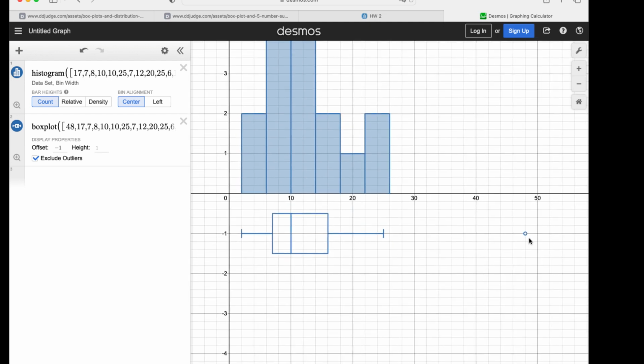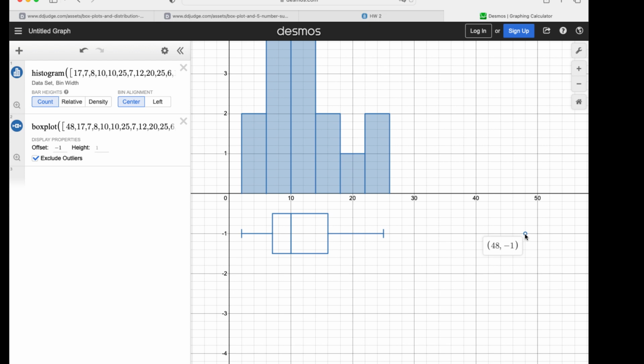In Desmos, you see this little dot over here? That 48? Guess what that is? That's an outlier. So when I added that number, that's an extreme value. Like if somebody came in and said, like the ex-Mrs. Judge, yeah, I got 48 pairs of shoes. This month only? This month? 48? She would be an outlier in terms of shoes.